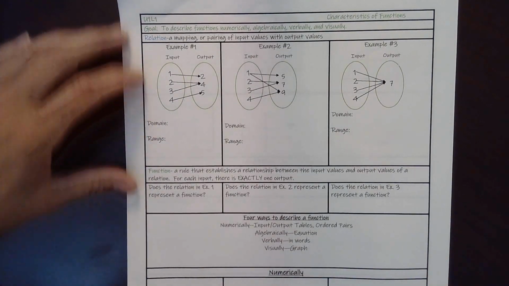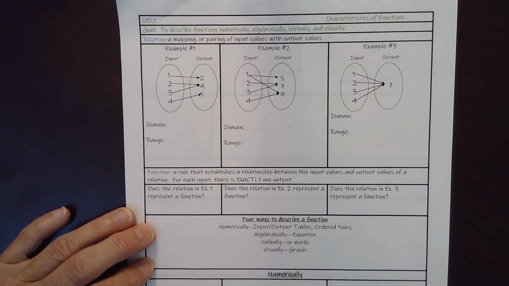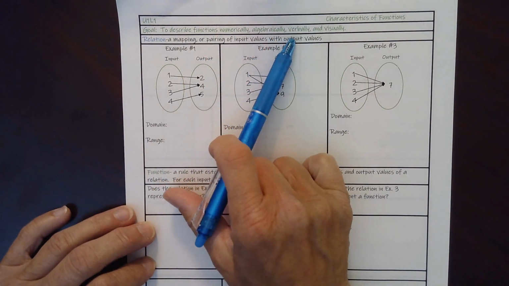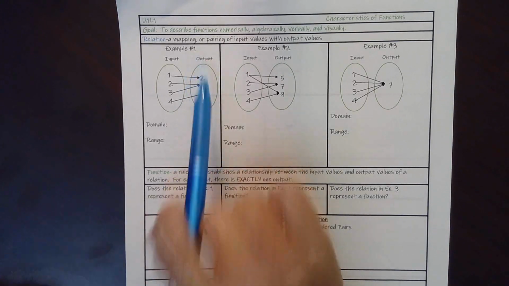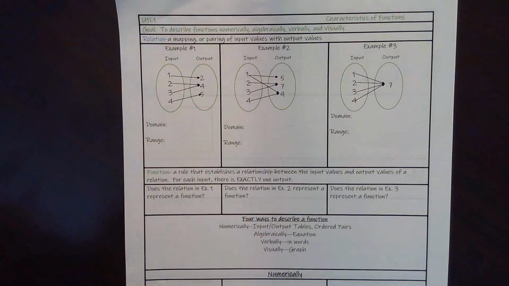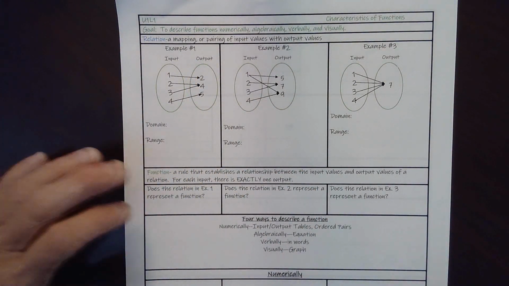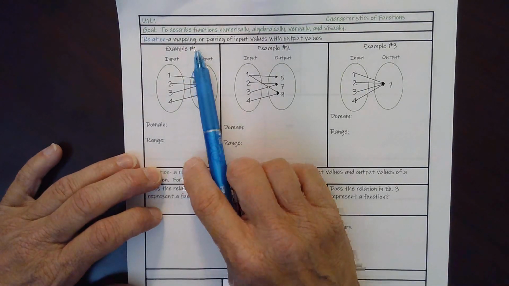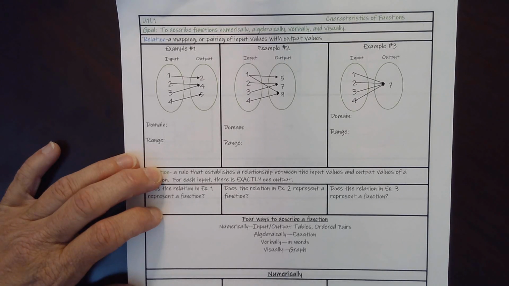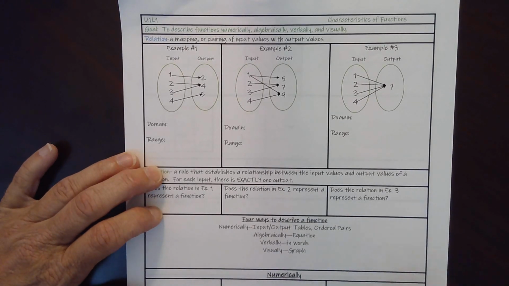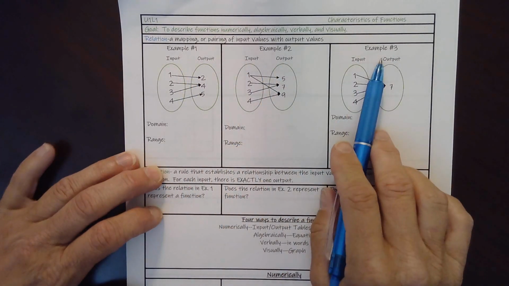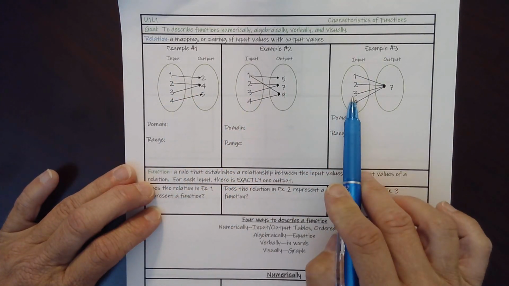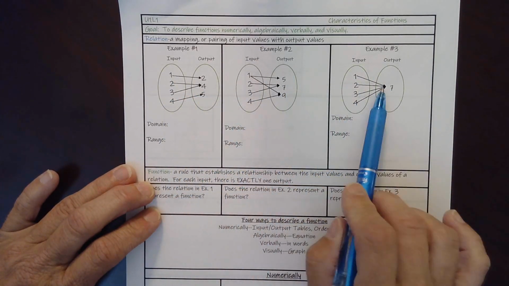the goal of this lesson is to describe functions numerically, algebraically, verbally, and visually. Before we can talk about functions, we have to talk about a relation. A relation is a mapping or a pairing of input values with output values. Here we've got 3 examples of a set of input values and their output values.